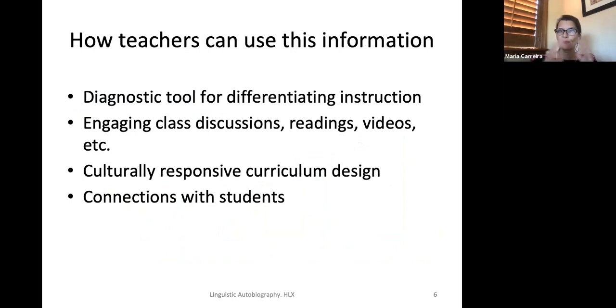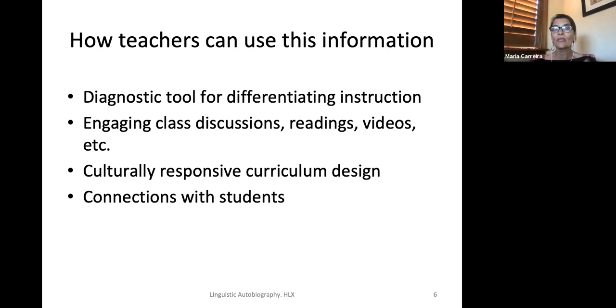How can teachers use all of this information? Well, clearly, the information you get can be a very valuable diagnostic tool, which can help you differentiate instruction, right? You learn about where each of the students stands with respect to the questions that you ask. You can also use this information to design interesting class discussions. If all of a sudden everybody's telling you the same thing with respect to one of the questions, you can actually create a great discussion where students can connect with each other and consider this topic more deeply.